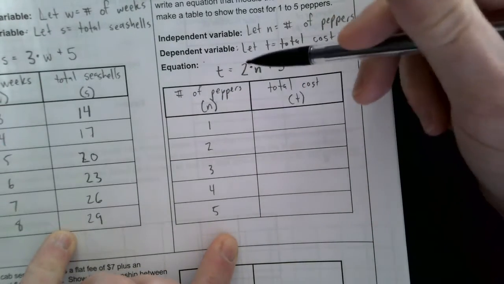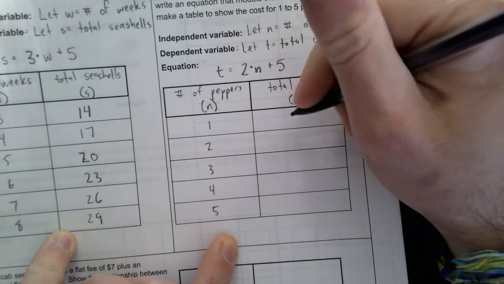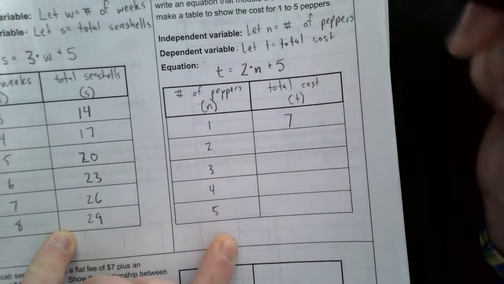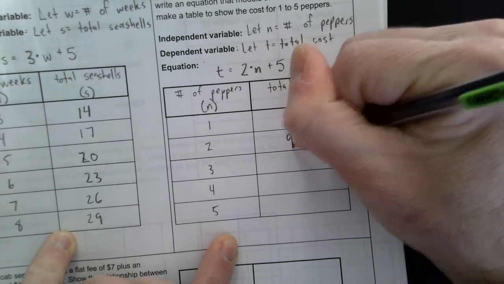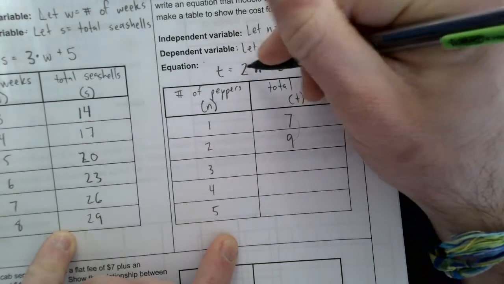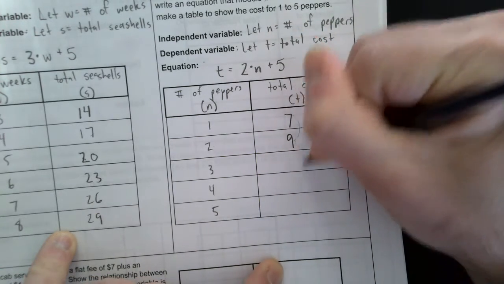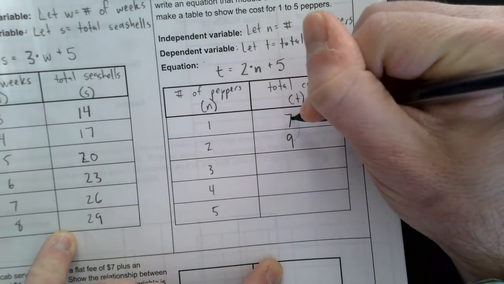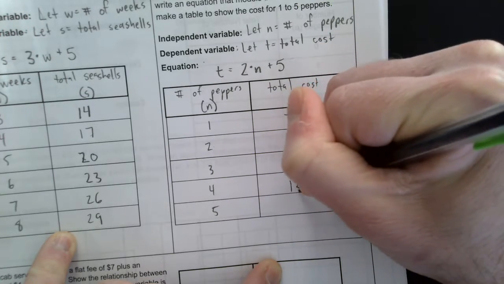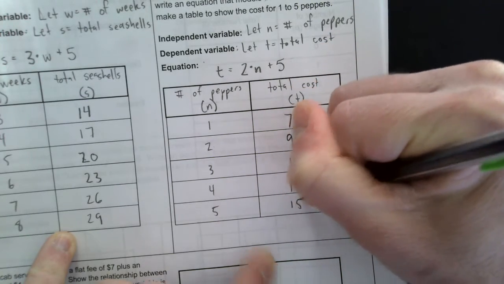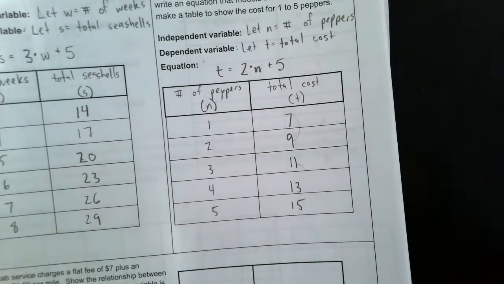So 1 pepper, 2 times 1 is 2, plus 5 would be 7. 2 peppers, 2 times 2 is 4, plus 5 is 9. So what's going to happen here? It's going to go up by 2 because each time she's buying another pepper, a pepper costs $2. So the total cost is going to keep going up by 2. 7, 9, 11, 13, 15. So let's just check that. 5 times 2 is 10, plus the watermelon would give you $15.